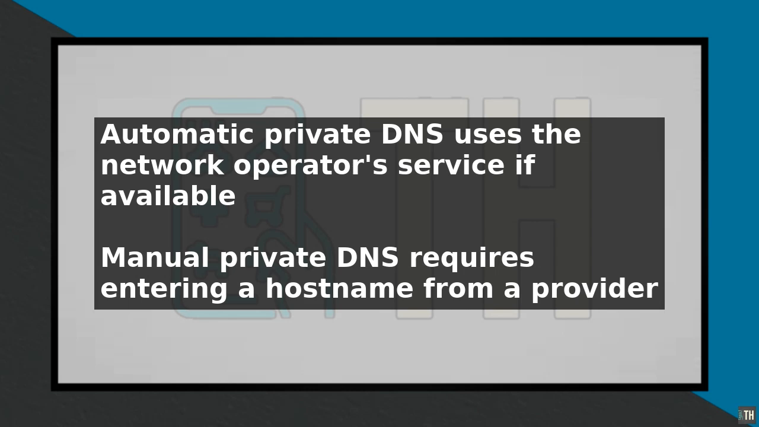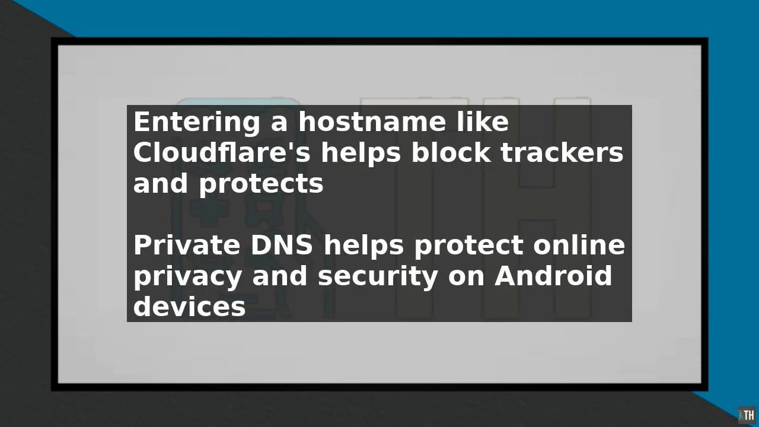For example, to use Cloudflare's private DNS, enter the host name as 1.1.1.1.dns.cloudflare.com. After entering the host name, tap Save. Your device will now use the private DNS service you selected. This will help block trackers and protect your online privacy.